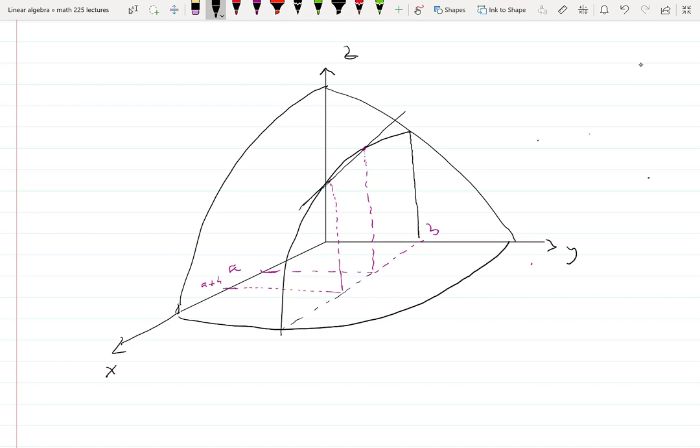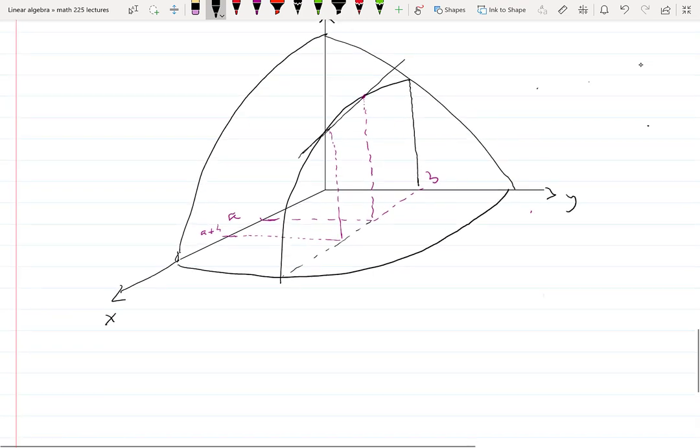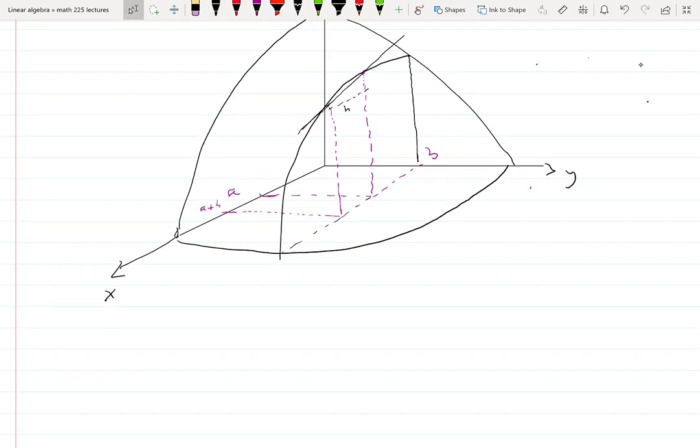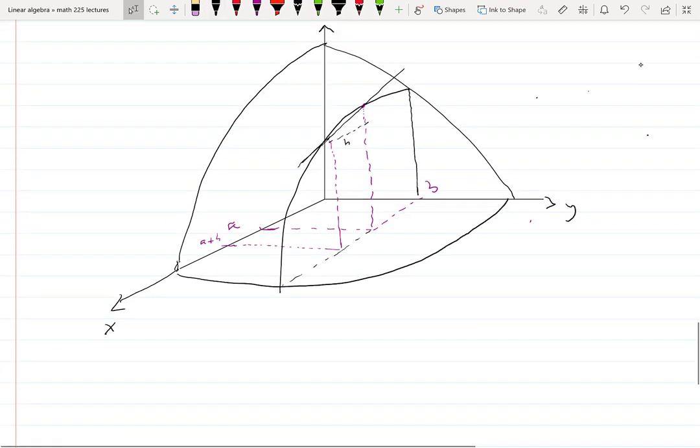I want to find the slope of that line. The slope is rise over run again. The run is h. The distance from a to a plus h is h, so that's what goes in the denominator. Now, the rise is the difference in the z values. It's the z2 minus z1 in this picture.